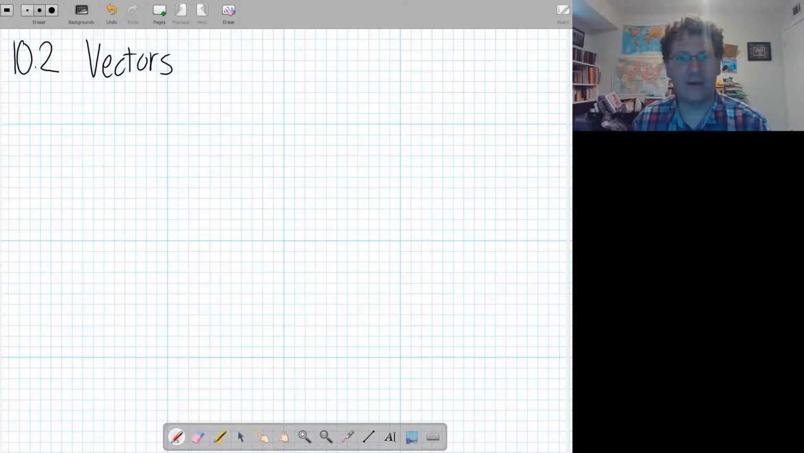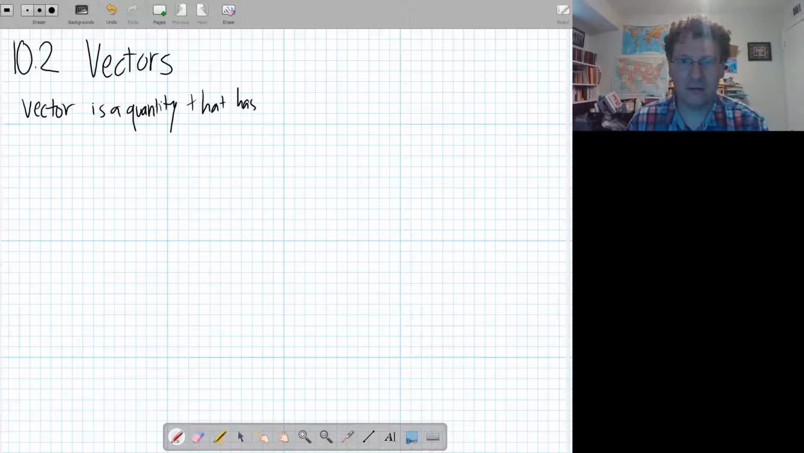All right, we're getting into some more interesting stuff now. We're talking about vectors. Now, if you've seen Despicable Me, you already know what a vector is. A vector is a mathematical object, we'll say a quantity, that has both direction and magnitude.